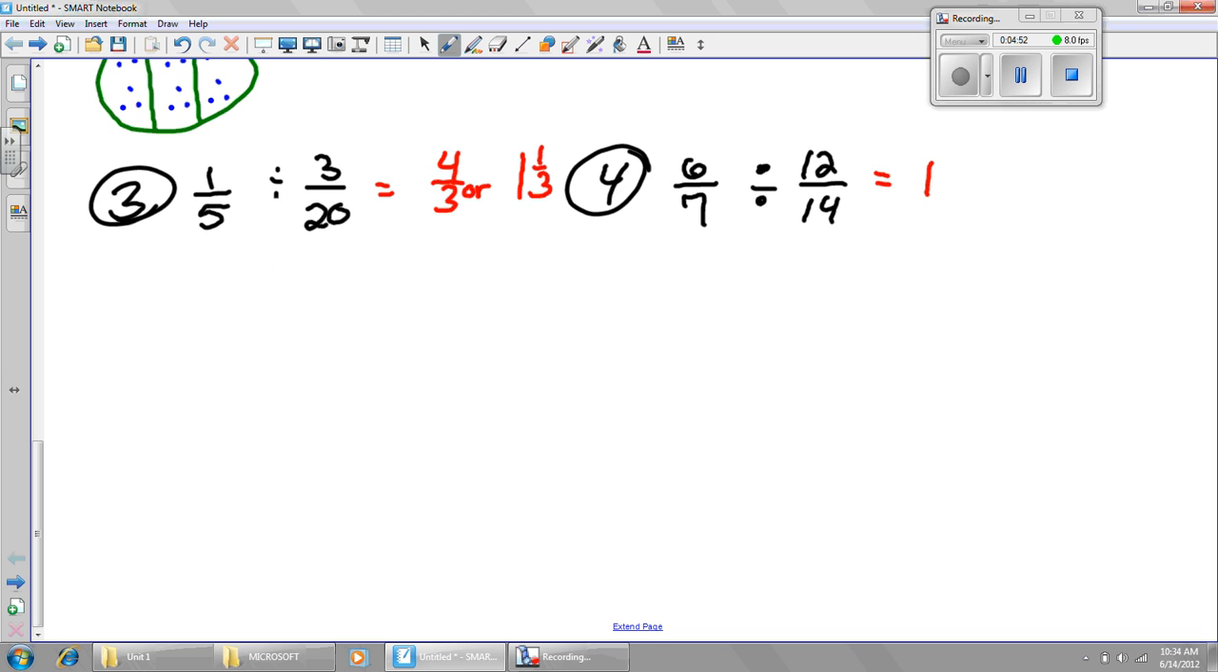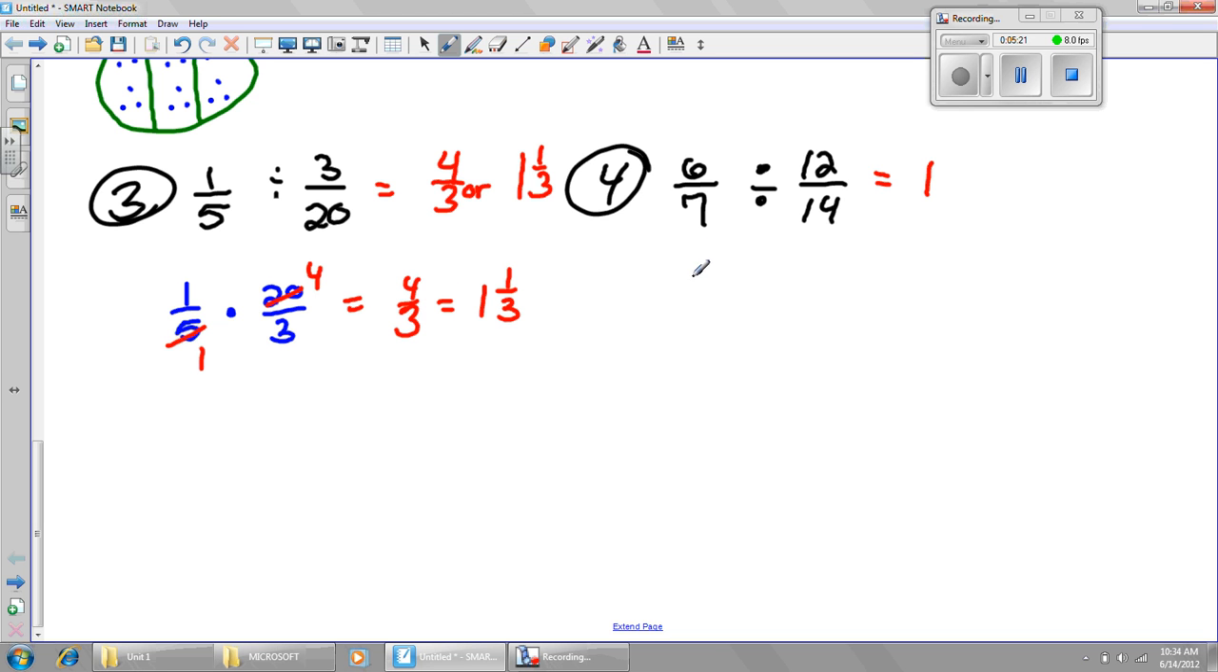Now, on problems 3 and 4, 1/5 times 20/3, I multiply and I use the reciprocal. The 1/5 doesn't change. And I say, hey, 5 can go into 20 4 times. So I get the answer of 4/3, which is perfectly acceptable. If you wanted to, you can convert it to a mixed number.